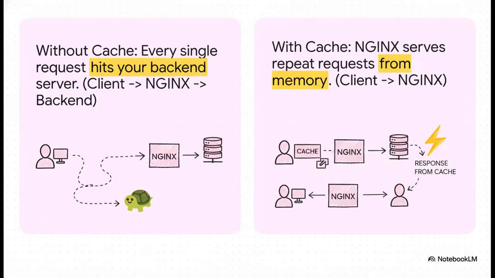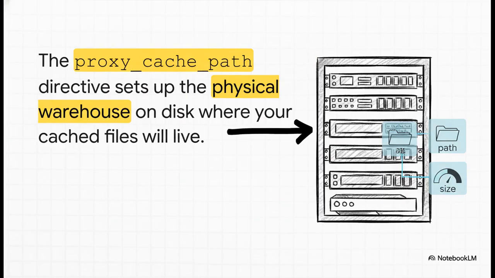Just look at the difference here. Without a cache, every single request has to go all the way to your backend server. But with a cache, NGINX can just serve repeat requests right from its own memory. The client asks for something, NGINX says, hey, I've seen this before, here you go. And the backend server is never even bothered. Think about it for stuff like images or articles. This isn't just an optimization, it's how you survive going viral. So how do we set this up? It's basically a three-part combo. The first part of our caching trio is proxy_cache_path.